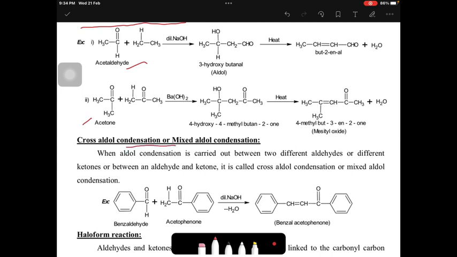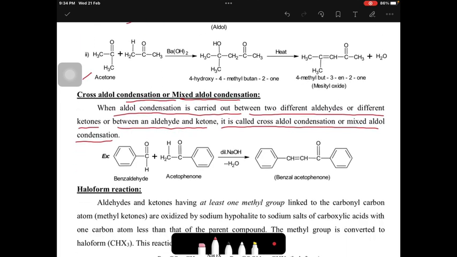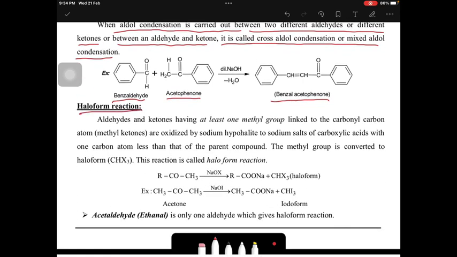Cross aldol condensation or mixed aldol condensation. When aldol condensation is carried out between two different aldehydes, or two different ketones, or between an aldehyde and a ketone, it is called cross aldol or mixed aldol condensation. One is benzaldehyde, another one is acetophenone. It gives benzalacetophenone.